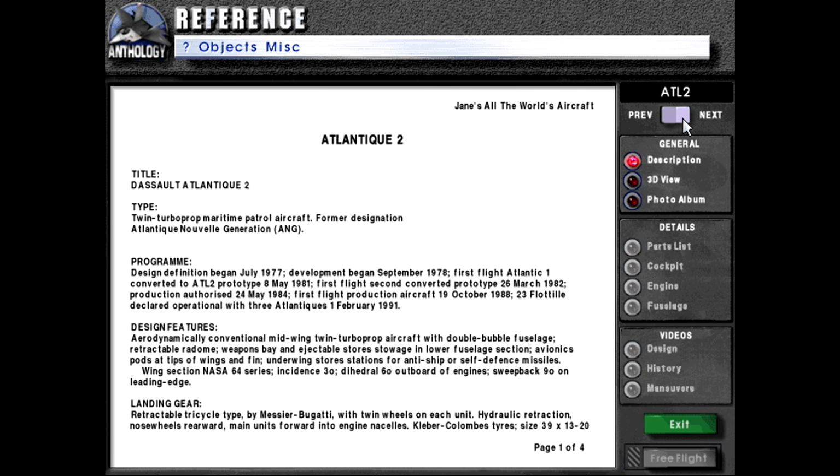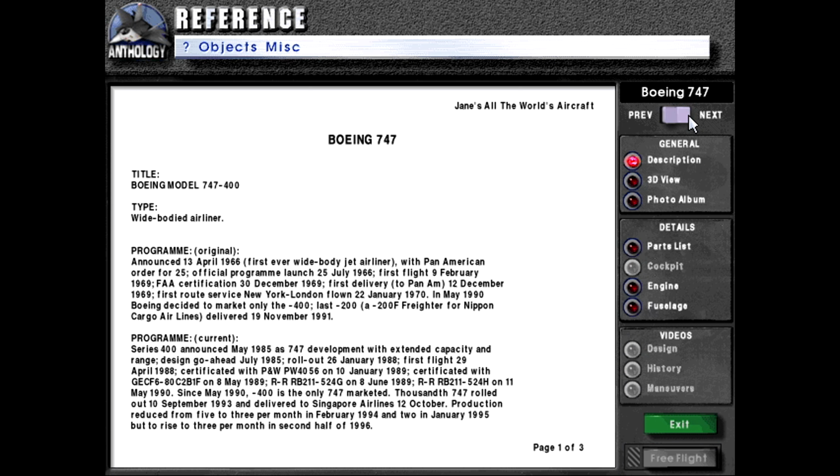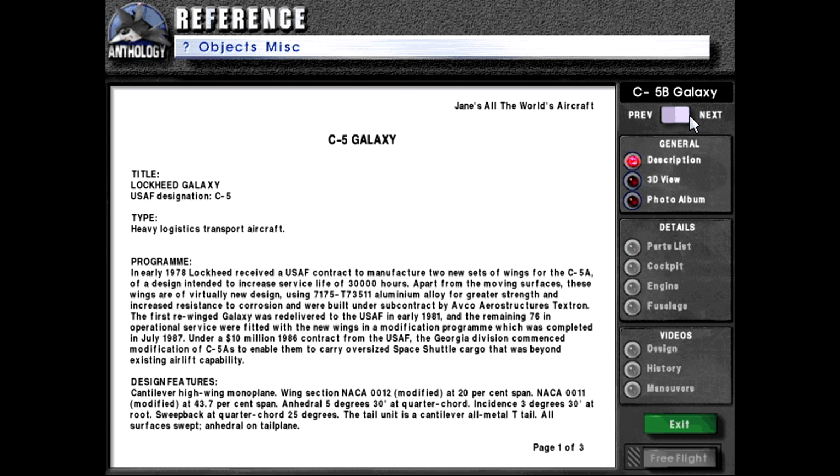Let's see what we're going to start today off with. The C-5B Galaxy. Alright. Title: Lockheed Galaxy, USAF designation C-5. Type: Heavy Logistics Transport Aircraft.